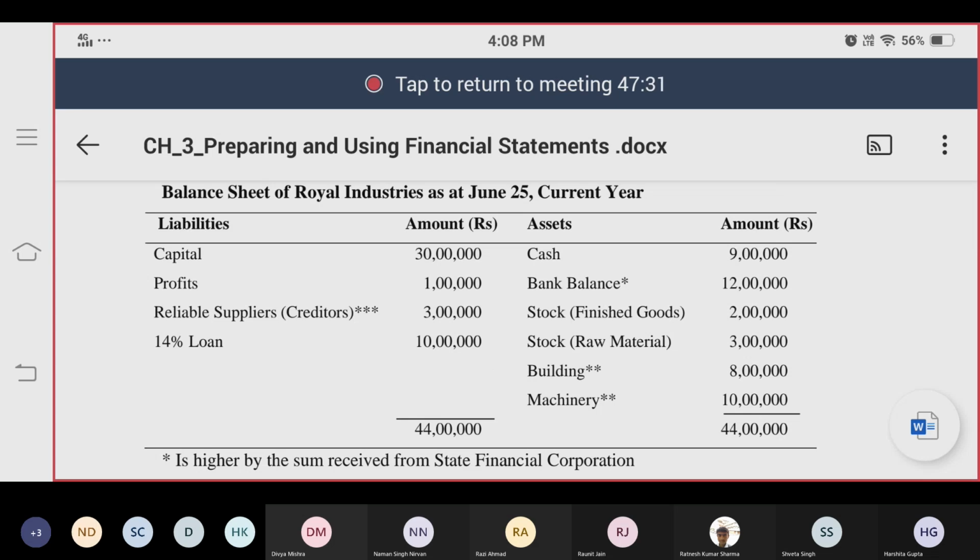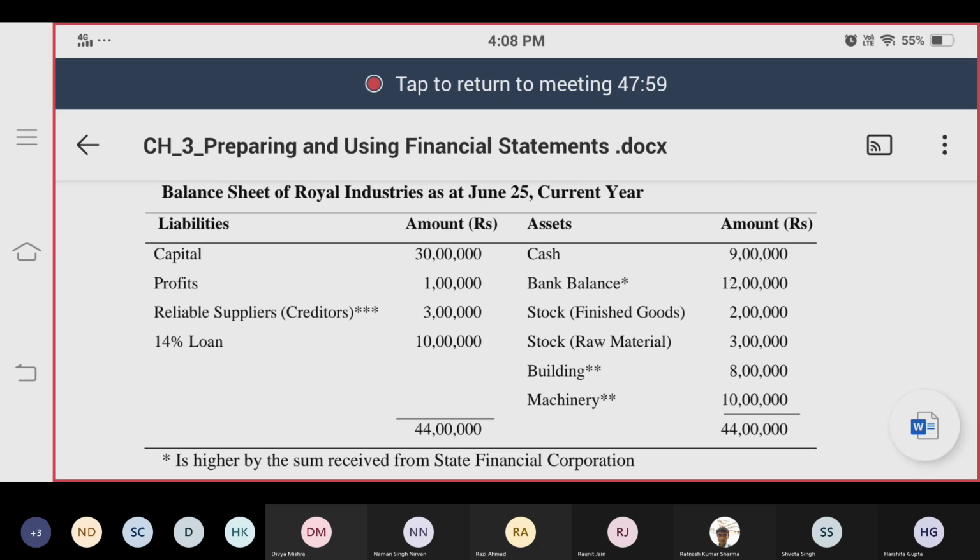Then the 30% loan that the company has negotiated is also a liability. So that is also shown on the liability side. And because we have got a check from the loan provider, the bank balance goes up to 12 lakh rupees. So this is how the balance sheet will look after the transactions have been incorporated. Okay, so any doubts, any questions so far?